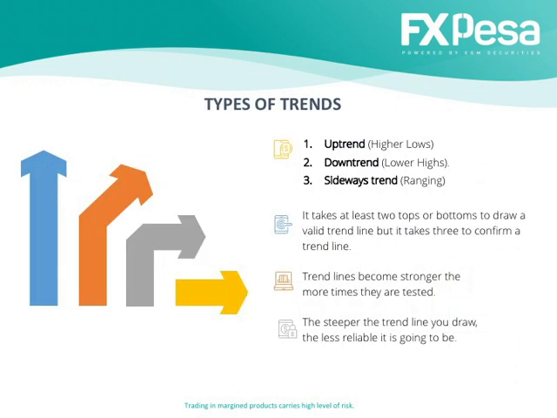We have 3 types of trends. We have an uptrend which has higher lows, we have a downtrend which has lower highs, and we have a sideways trend which is usually ranging.